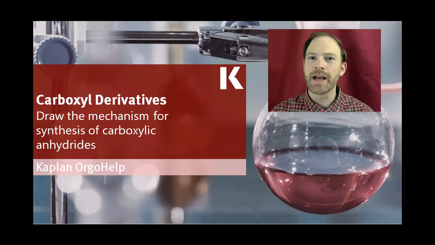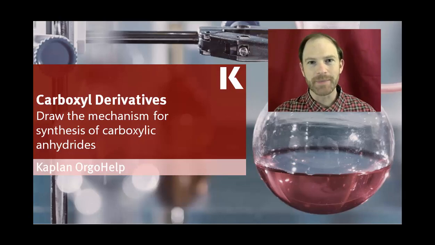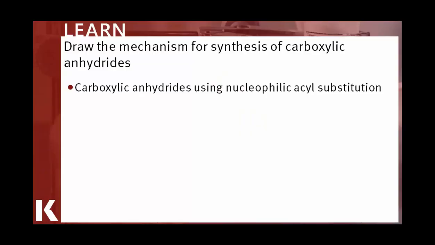Hi, if you want to learn how to draw the mechanism for creating an anhydride, then you've come to the right place. The mechanism for synthesizing carboxylic acid anhydrides is going to be very similar to synthesizing a lot of different types of carboxylic acid derivatives. Many of them come down to a reaction type called the nucleophilic acyl substitution. This reaction is covered in more detail in another video you can check out as needed.